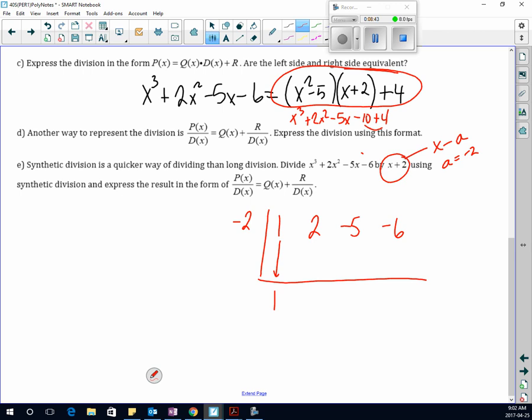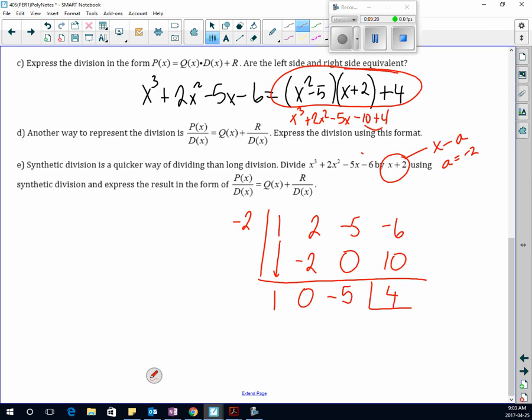That's always the first step. Whatever that number is, drop it down. Then you multiply your a by what you drop down. So negative 2 times 1, negative 2. Then you combine. So what do we get? What's 2 and minus 2? 0. Then we multiply. Negative 2 times 0, 0. Then we combine. Minus 5. Then we multiply. Then we combine. And the last digit is always our remainder.